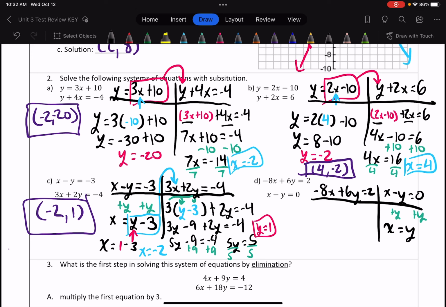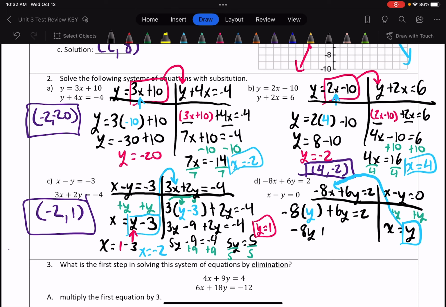So if x equals y, really if we solve for our value of x, then we've also solved for our value of y. So let's go ahead and utilize that ideology. And wherever I see an x in that first equation, I'm now going to substitute it with the value of y. So I've got negative 8 multiplied by y plus 6y is equal to 2. That gives me negative 8y plus 6y is equal to 2.